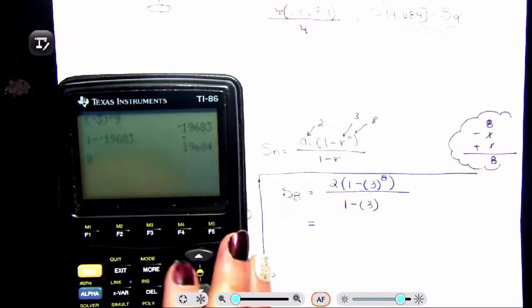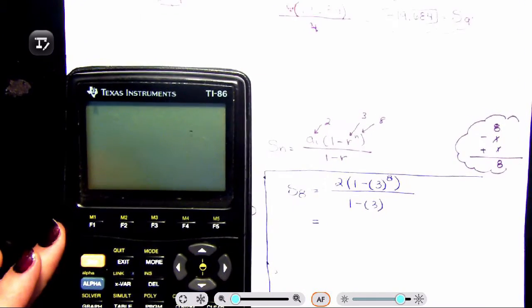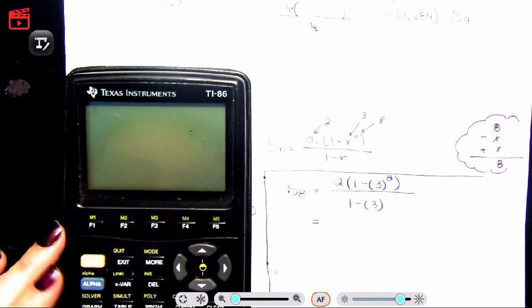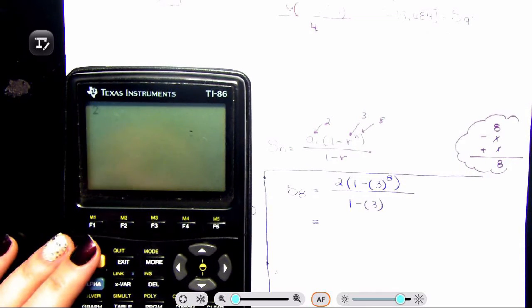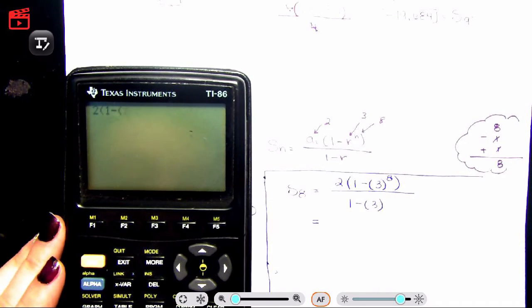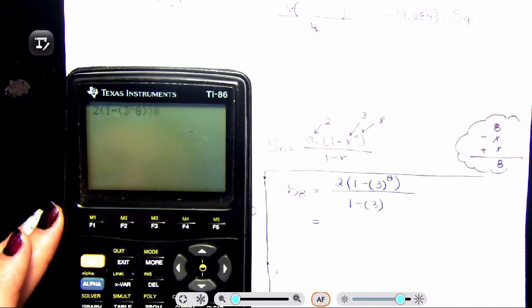I'm actually going to do this all on my calculator. I'm going to evaluate the numerator. I almost forgot what that's called. Numerator, all in my calculator. So I'm going to say 2, parenthesis, 1 minus, parenthesis, 3 to the 8th power, parenthesis. So I'm grouping 3 to the 8th power inside of parentheses, and that's all in my numerator.